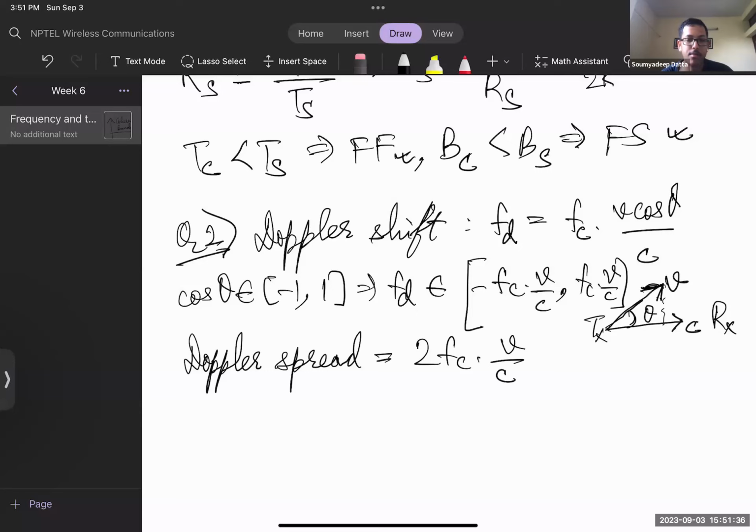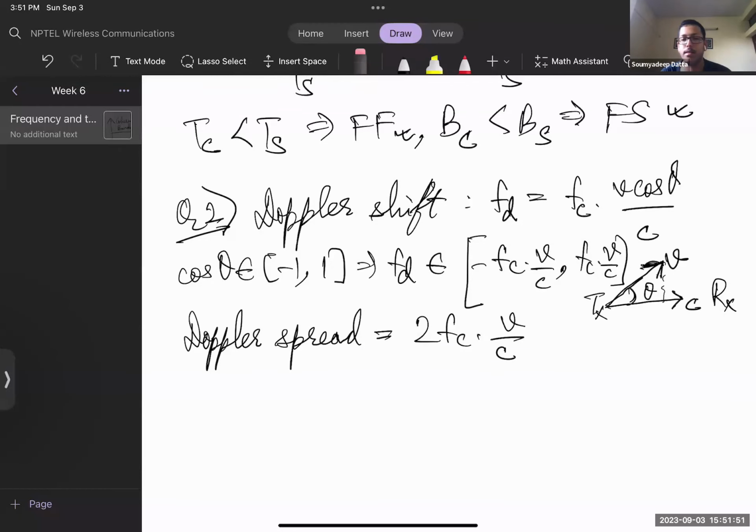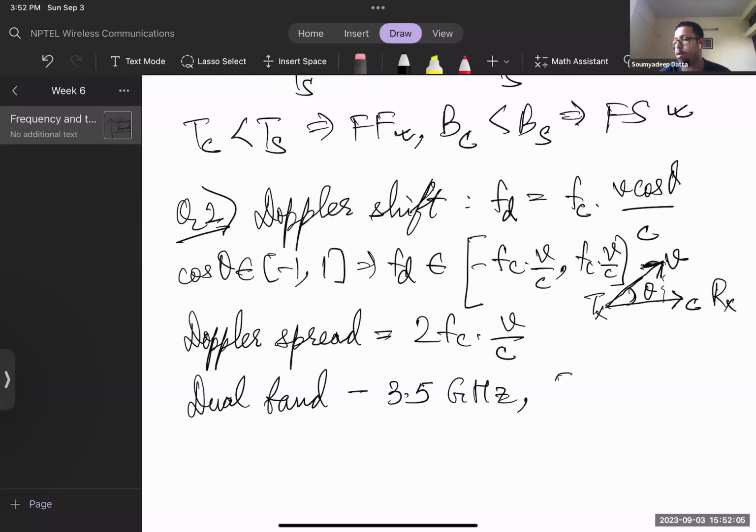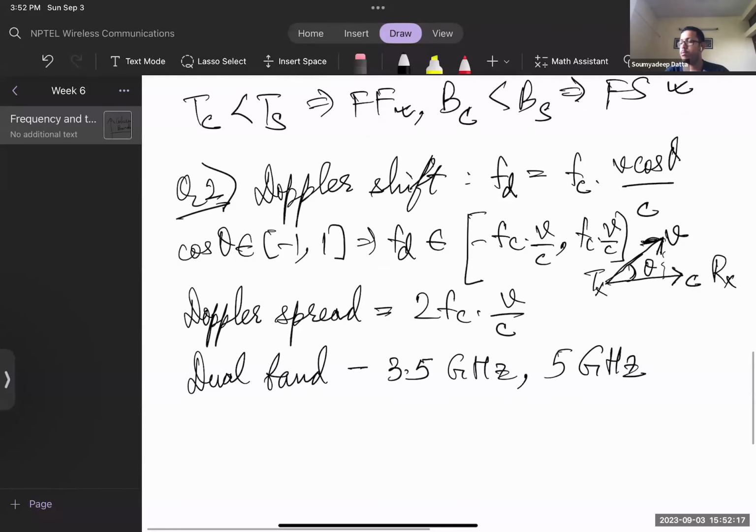So let us do a problem with regard to this quantity. Let's say you're devising a communication system, and it's a dual band operation of the system. Let's say 3.5 gigahertz and 5 gigahertz, right? So it should be able to operate in both bands.